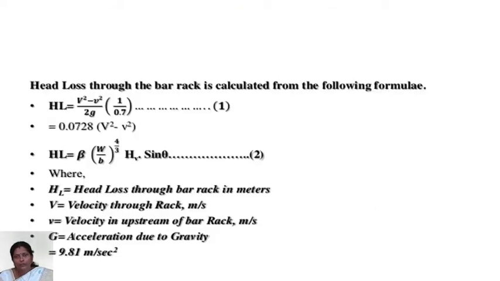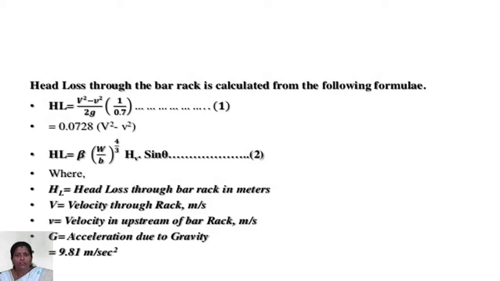Then the head loss through the bar rack is calculated from the following formula. H_L equals (V squared minus v squared) divided by 2g, into 1 divided by 0.7. Simplifying 0.7 and 2 into 9.81, you get 0.0728 times (V squared minus v squared). Here H_L can also be found by another formula.